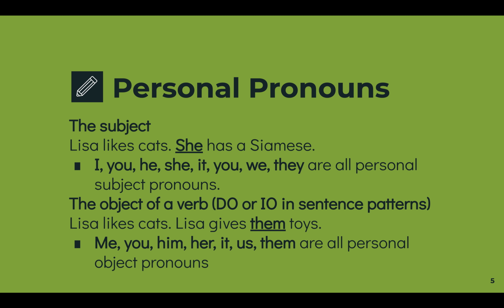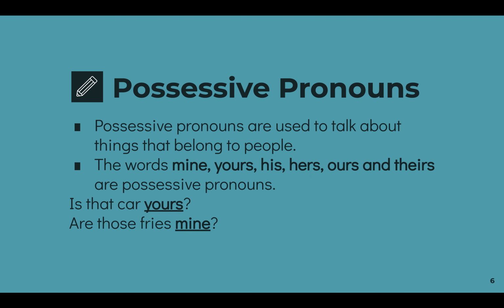But we also can have object pronouns where they are the object of a verb, a direct object or an indirect object, as we see in our sentence patterns. Lisa likes cats. Lisa gives them toys. In that case, them is referring to the cats. Me, you, him, her, it, us, and them are all personal object pronouns.